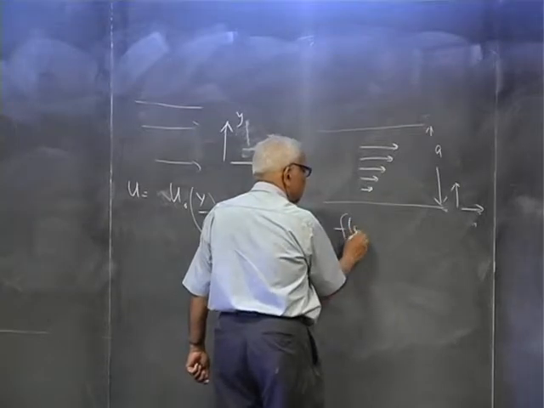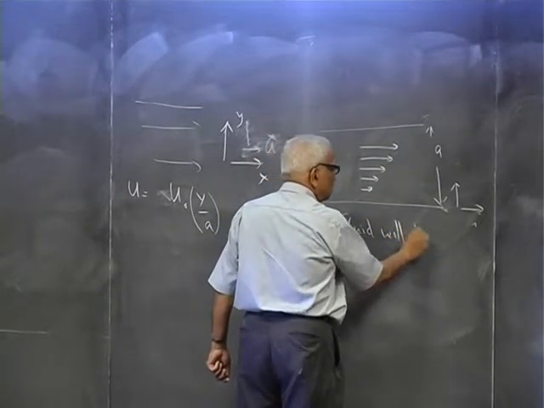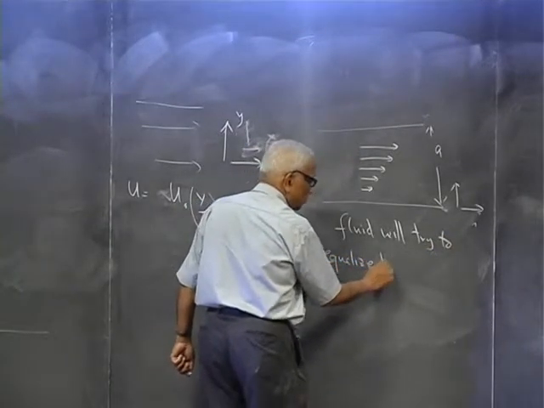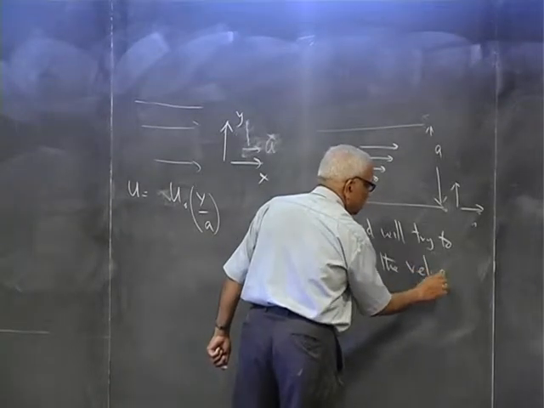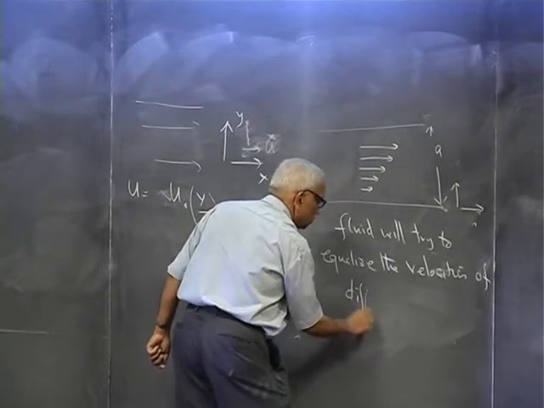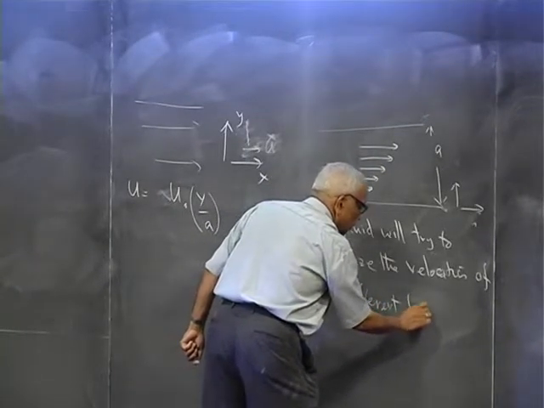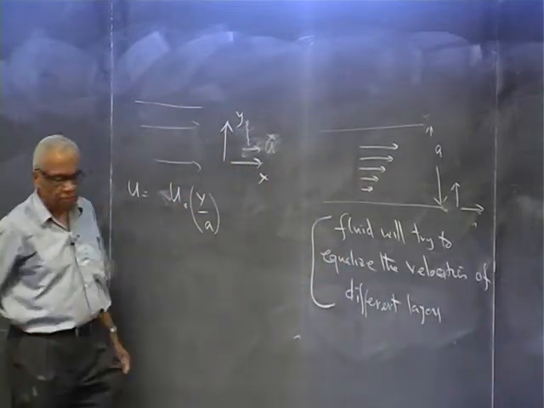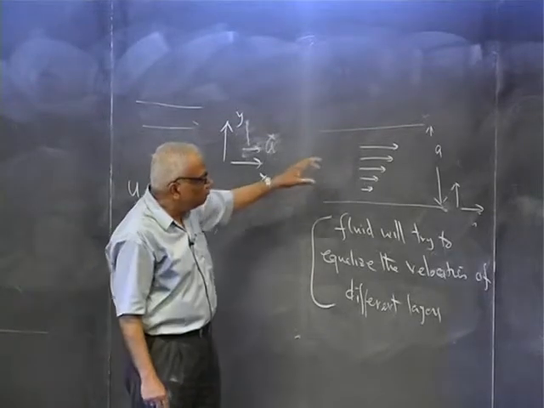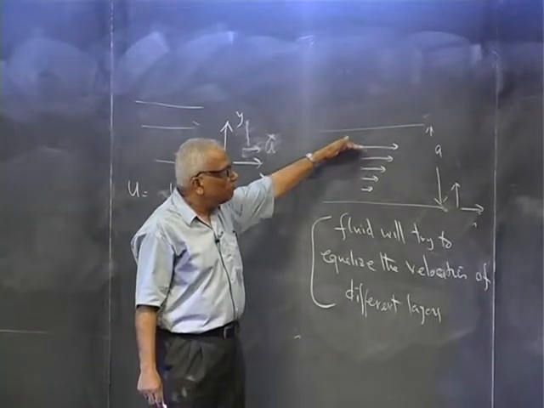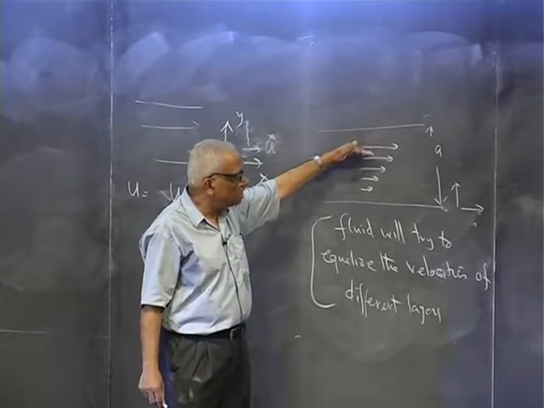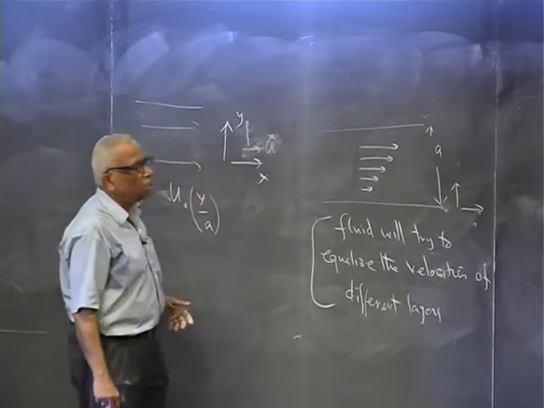So the fluid will try to equalize the velocities of different layers. That's the inherent property of the fluid, that it does not like this gradient over here. So the top layer would try to speed up this, and looked at from the point of view of this, the bottom layer will try to slow it down.